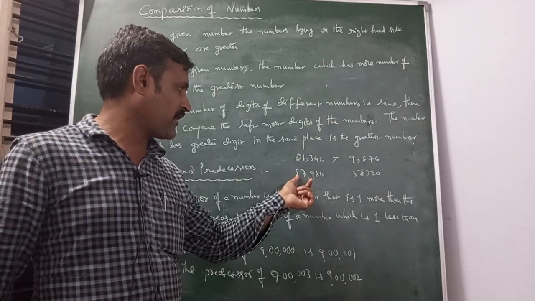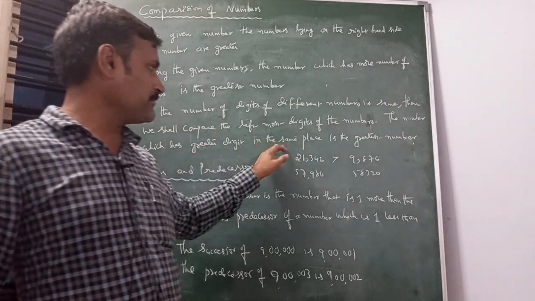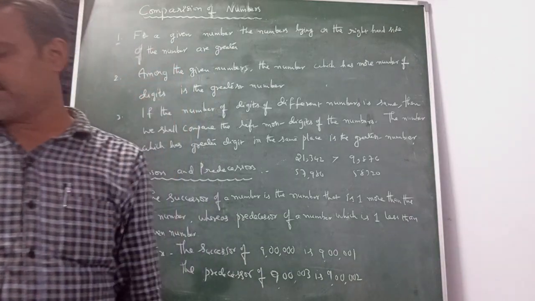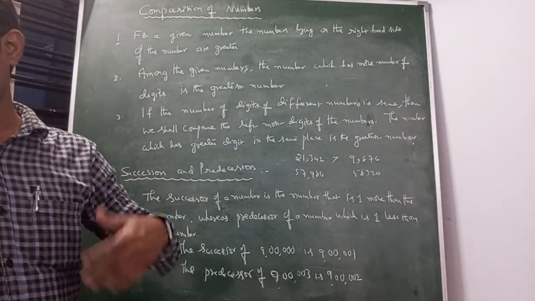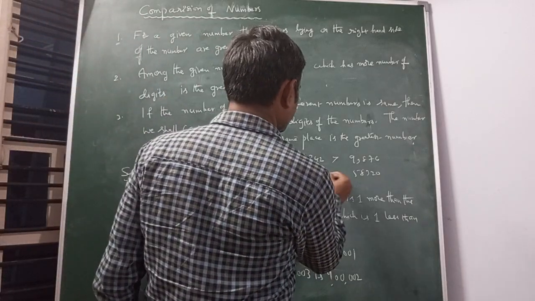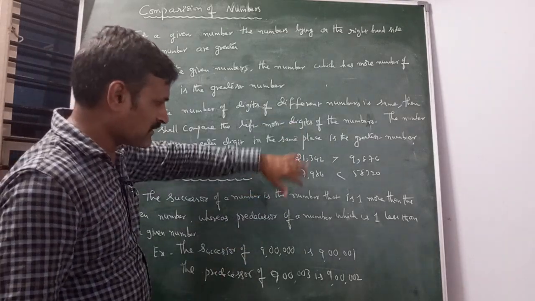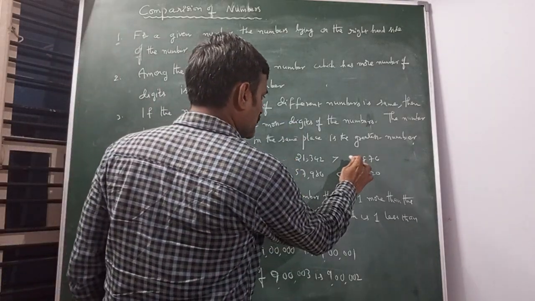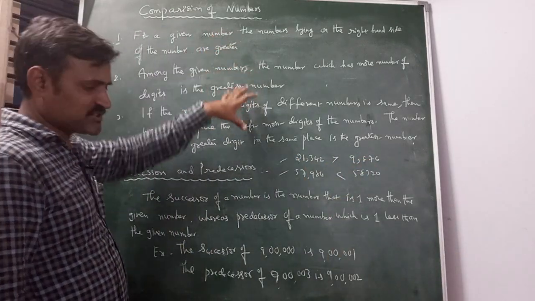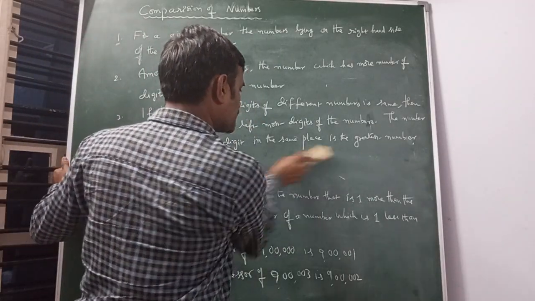So here 5, here 5, both are the same. Then the number which has the greater digit in the same place is the greater number. So here 7 is there, here 8 is there. So what we understand is 58,320 is greater than 57,986. In that way we can compare. Instead of points, you can also take a comma and discuss thousands. So this is one simple way to understand the comparison of numbers. These are the two examples I have discussed.